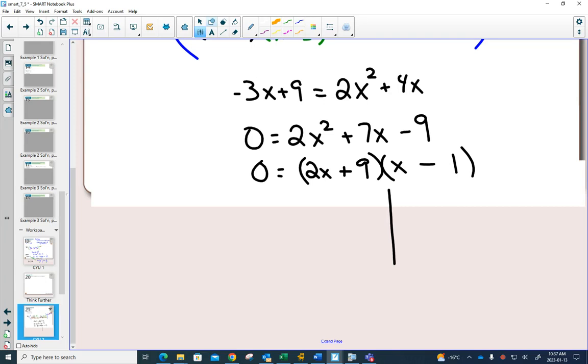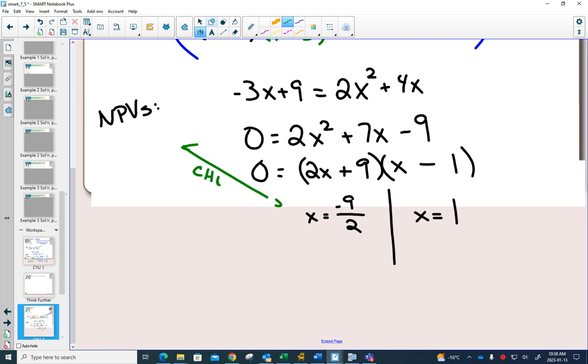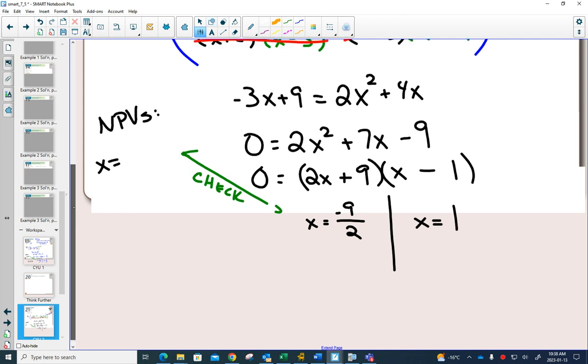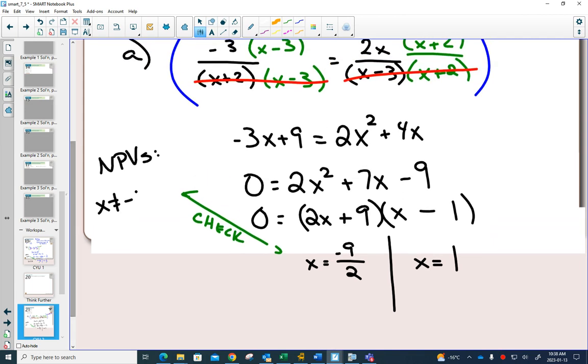And so now in my head I think, if 2x plus 9 was equal to 0, I'd move the 9 over and divide by 2. This is equal to 0, I'd move the 1 over. x would equal 1. What were my non-permissible values? Because I have to do the check. Well, am I ever dividing? Yes. x can't equal negative 2, and x can't equal 3. This is therefore okay, and this is okay.